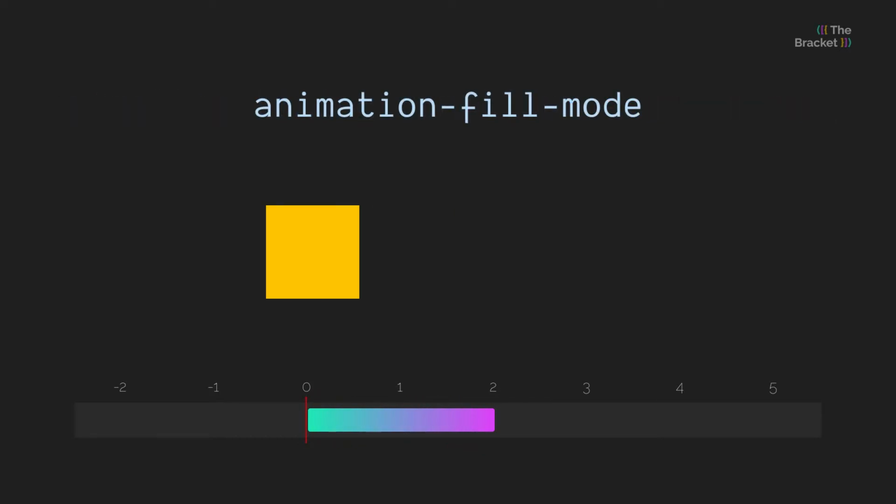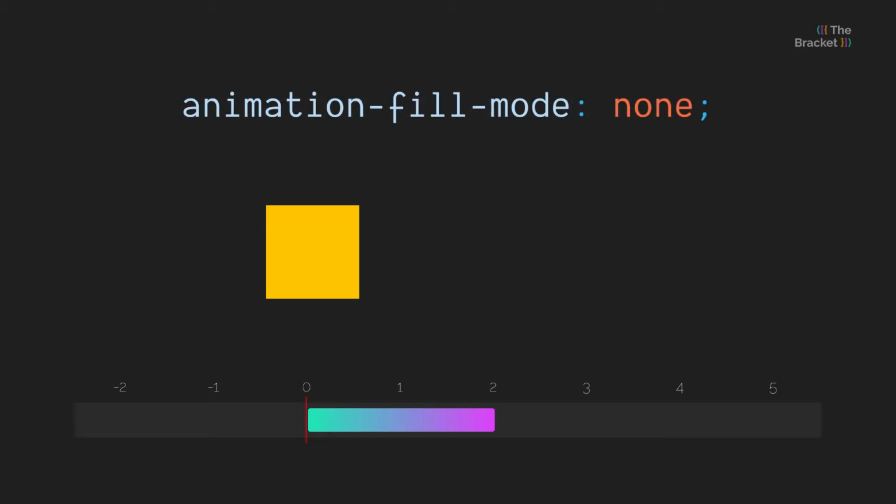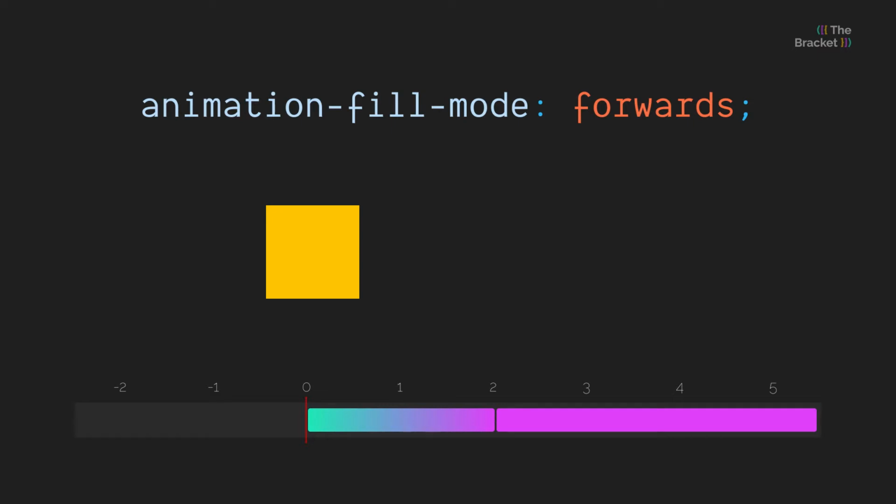Animation-fill-mode tells the browser which style values should be applied to the animated element before and after the animation. When none is applied, all the styles declared in the keyframes are ignored as long as the animation is not being played. This is the default value. With forwards, the animated element will retain any styles applied in the last keyframe. Remember, the last keyframe depends on the animation-direction and the animation-iteration-count properties.